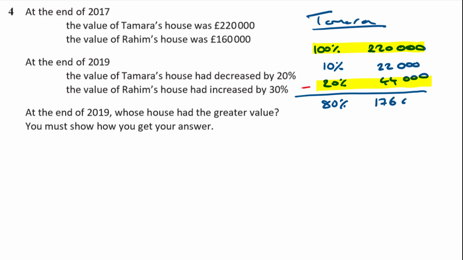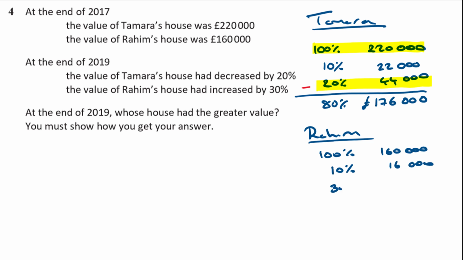So that's £176,000. Okay, so that's Tamara's. Let's have a look at Rahim's situation. He's doing rather well. His is going up, isn't it? So his started out at £160,000. Okay, so then we're going to do a similar approach. Let's find 10% first. 10% is going to be £16,000. So then 30% is going to be 3 lots of 16,000. 16, 32, 48,000, isn't it?